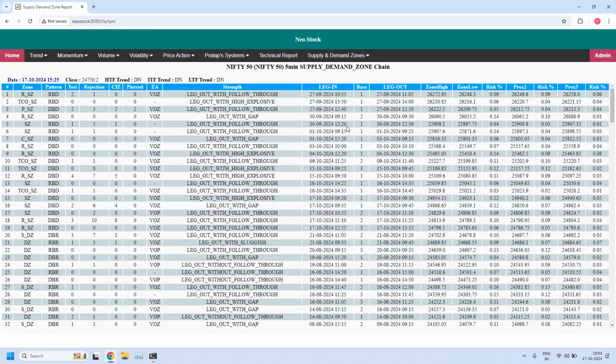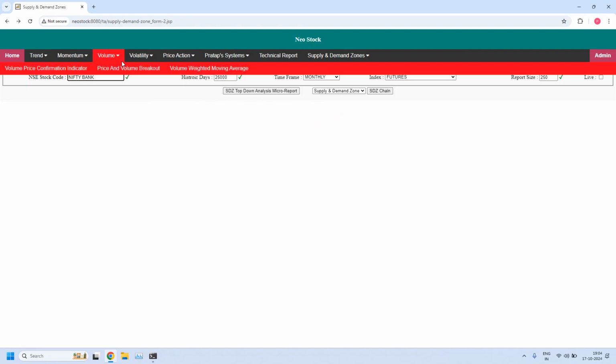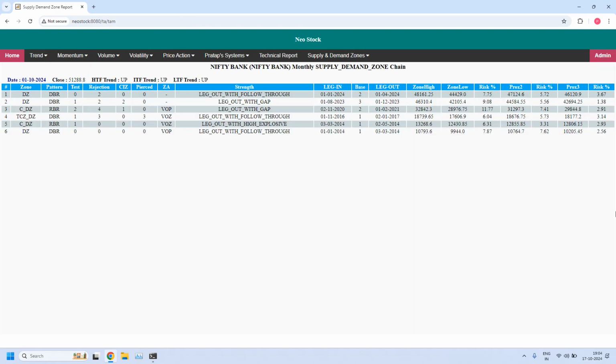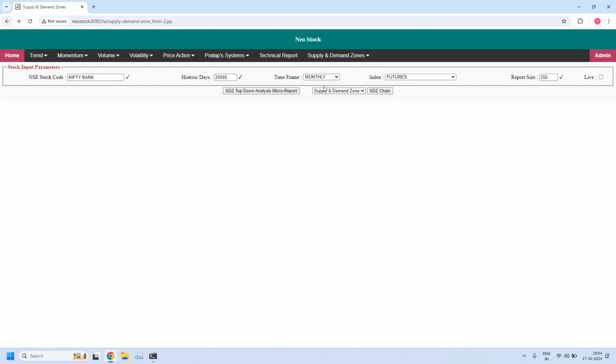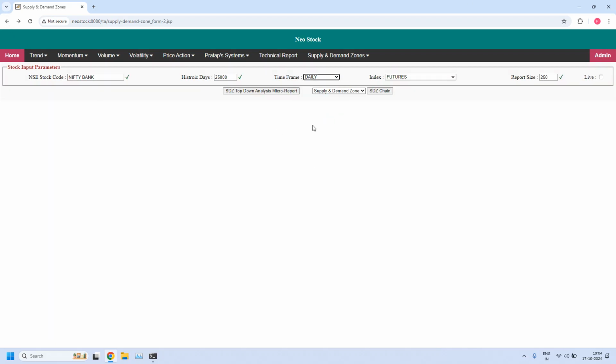So this is the Nifty supply demand zone chain. Next, let us generate for Bank Nifty supply demand zone. That is nothing but Nifty Bank. So let's generate a monthly supply demand zone chain for Bank Nifty. Next time frame is weekly, generating weekly supply demand zone chain for Bank Nifty. Next time frame is daily, generating daily supply demand zone chain for Bank Nifty.